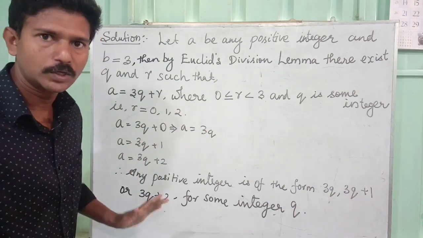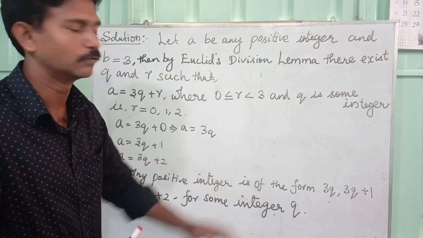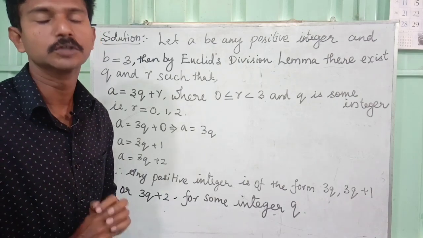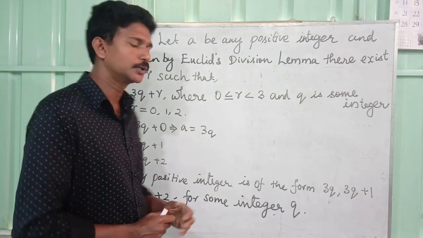So we conclude that any positive integer is of the form 3q, 3q plus 1, or 3q plus 2 for some integer q.